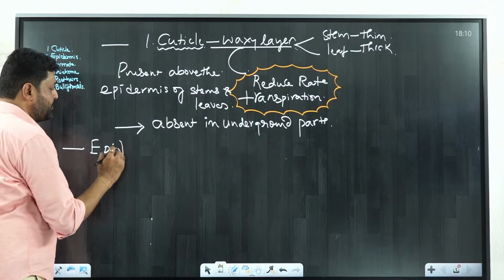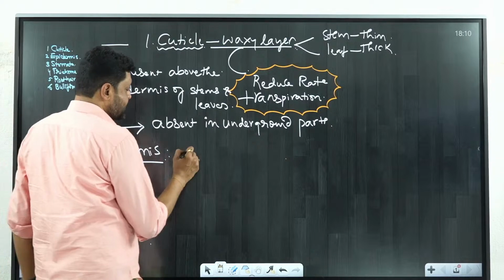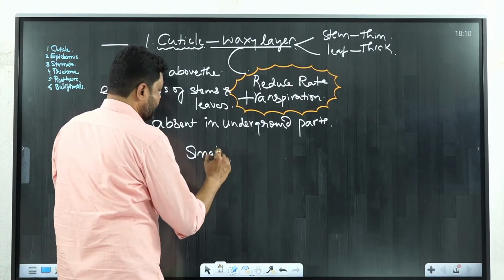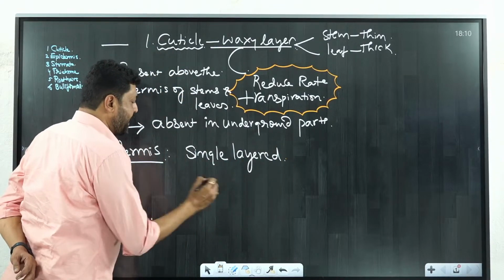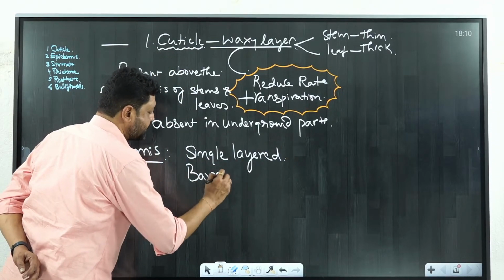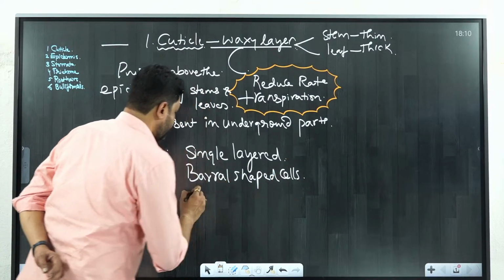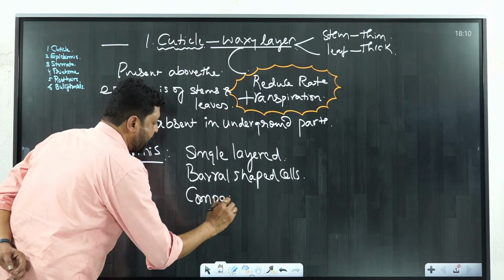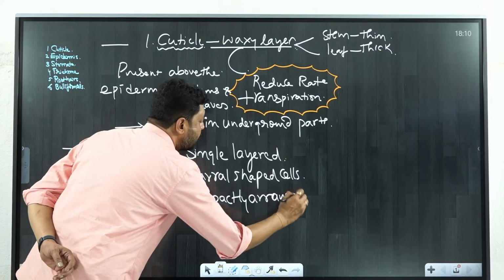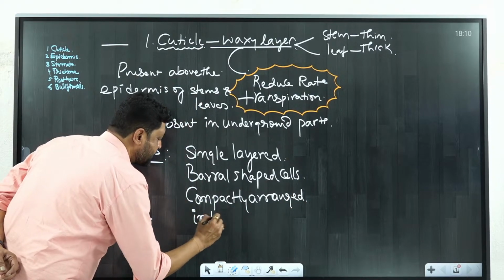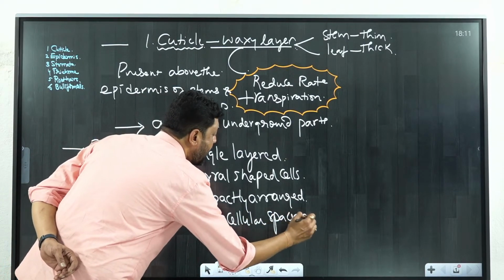Side heading: epidermis. What could I say? Epidermal cells are single layered. The epidermis is always barrel shaped cells, compactly arranged. Compactly arranged means intercellular spaces are absent.